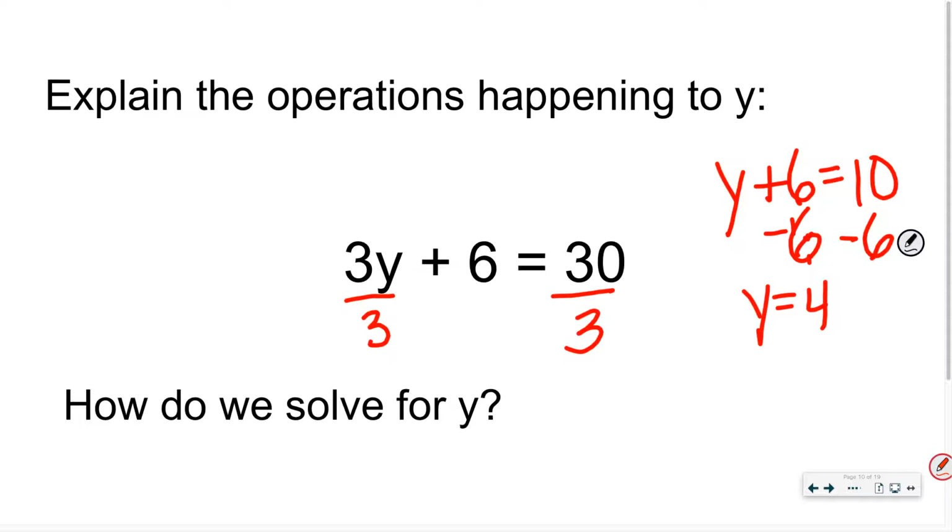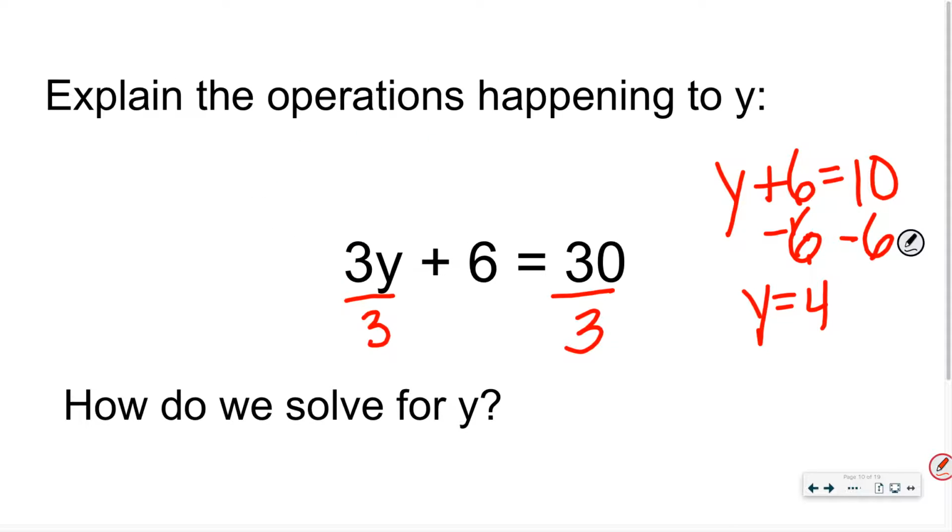If I do that, what's going to happen? Let's say I plug 4 in for y. I'd end up having 12 plus 6 equals 30. 18 equals 30. What's wrong here? Do I know it's wrong? Yeah, the only way it would be right is if both sides were actually the same.